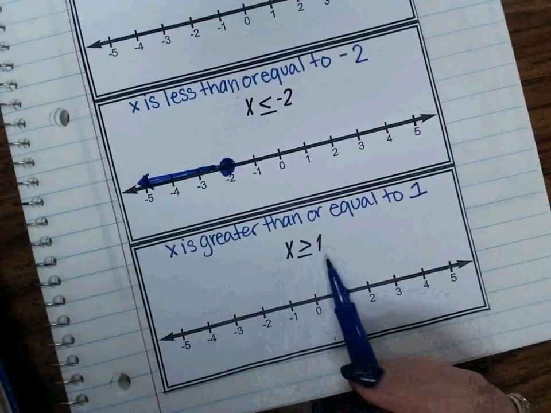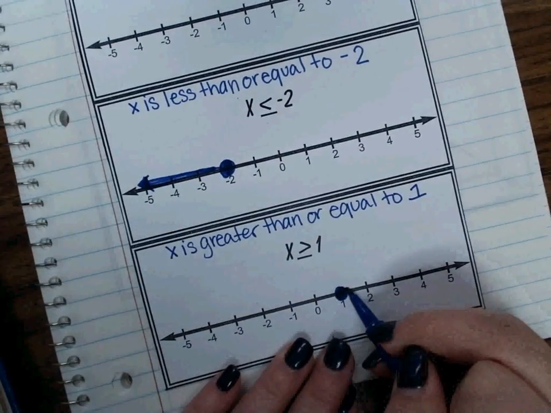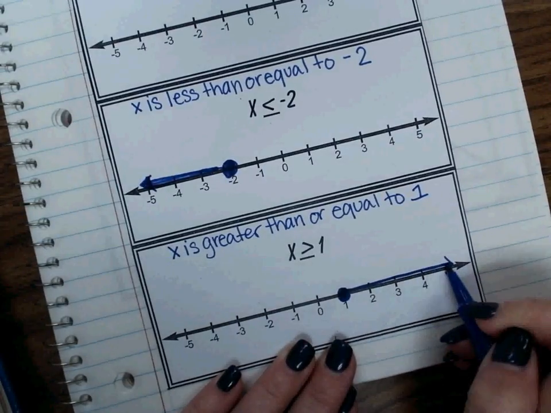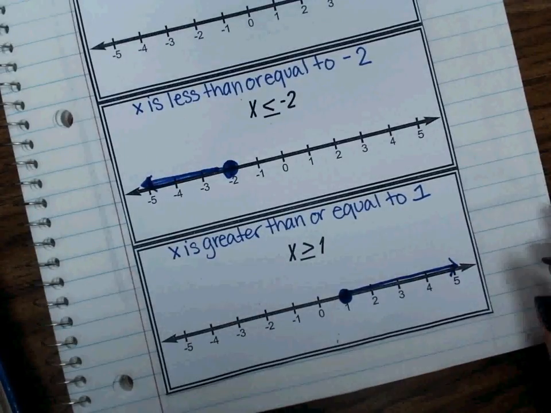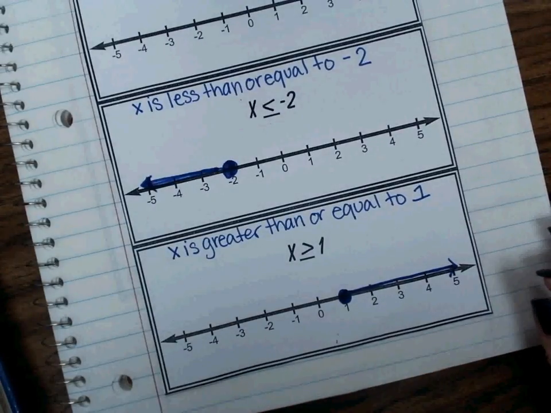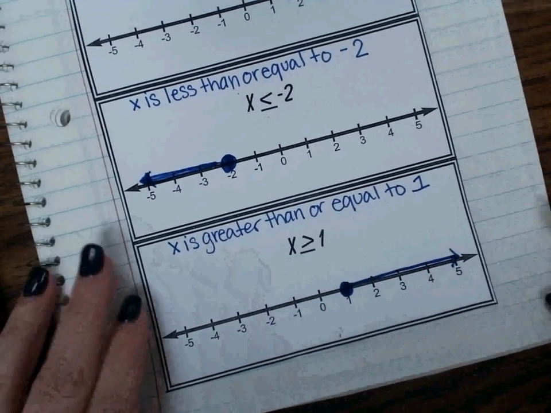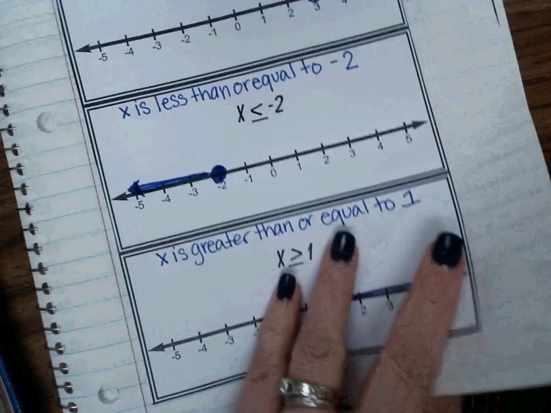X could be 1. It can also be any value greater than 1. So greater than, I'm going towards the right. So my line's going to go towards the right. And that's graphing inequalities. That is different than graphing an equation, which just gives me one answer. Inequalities give me a lot of answers in one direction. Okay, so that's a little bit of graphing inequalities. We're going to work on those more in class.